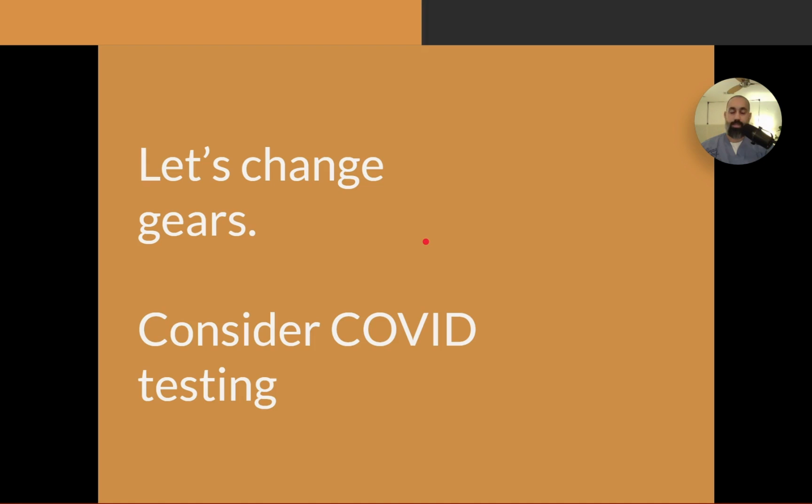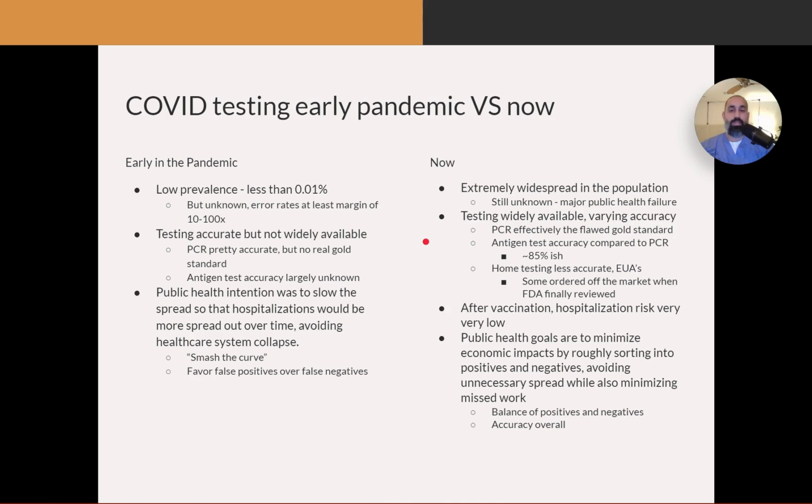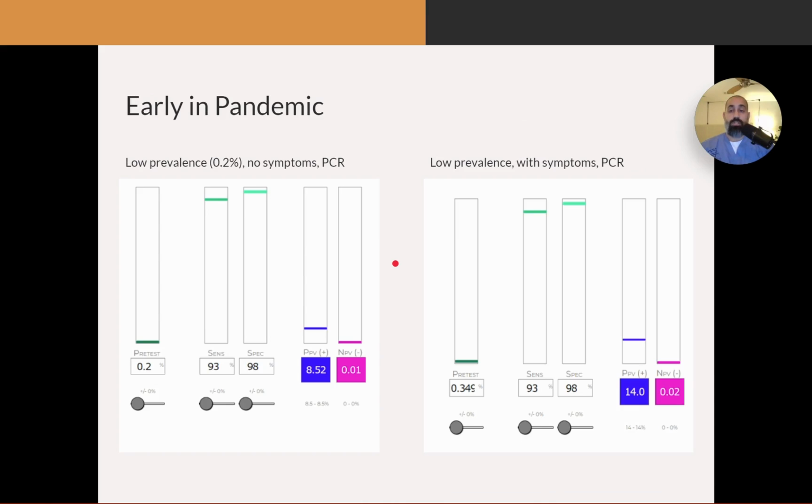Let's change gears. Let's talk about COVID testing. So early in the pandemic, when there was low prevalence and testing was PCR, it was pretty accurate but not widely available. Now we're in a different situation. It's extremely widespread. So early in the pandemic, with very low prevalence and a positive PCR, but no symptoms, the post-test probability was 9%.